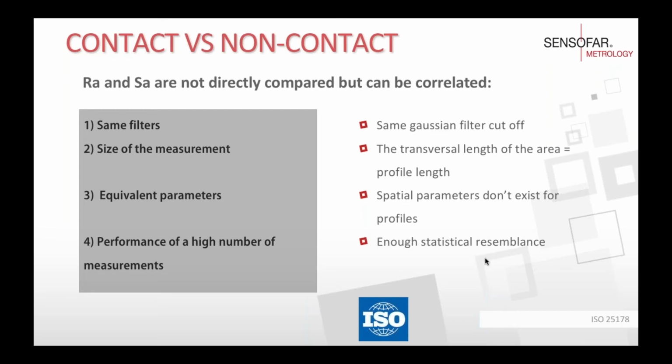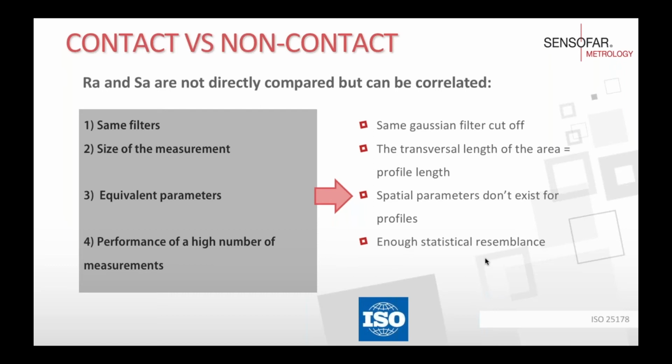The first tip would be to apply the same filters, the same type, which would be Gaussian, and the same cutoff. Then we would need the same size of measurement, meaning that the length of the profile needs to be the same as the transversal axis of the area. Then we need to compare equivalent parameters. Because in areal measurements we have another axis, we will have more parameters, such as spatial parameters, that can be calculated.